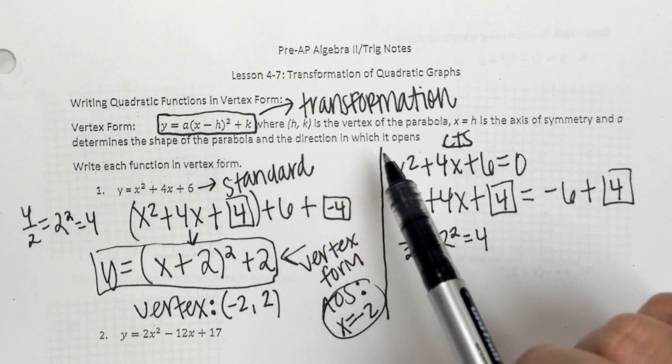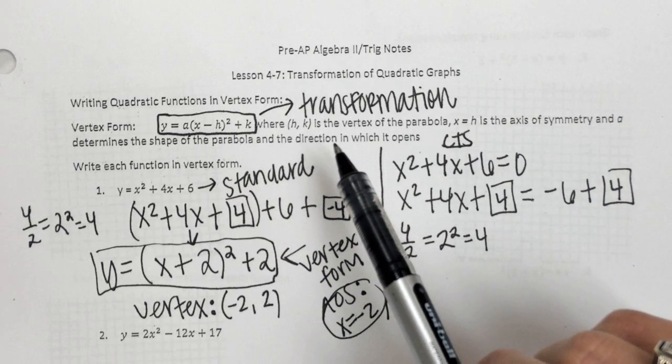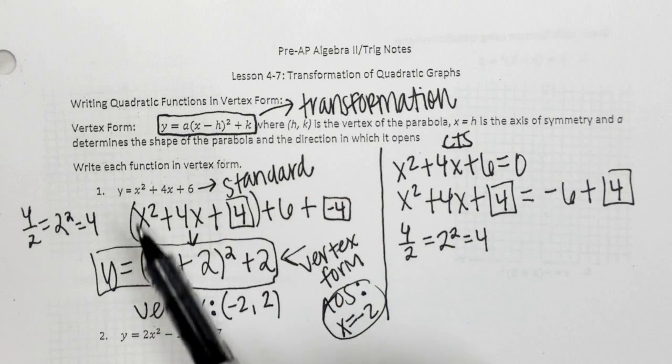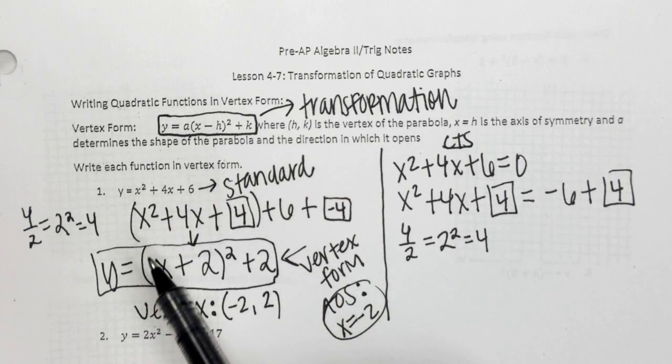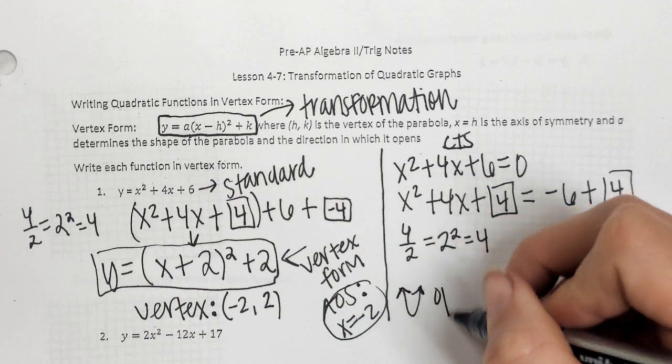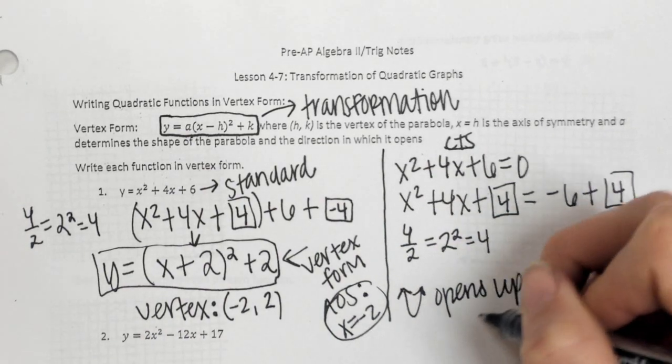And then it says direction in which it opens. Pretty much, does it have a min or max? This one does not have a negative out front. Our a is 1 in this case. So it opens up like so. Opens up, and it would have a minimum.